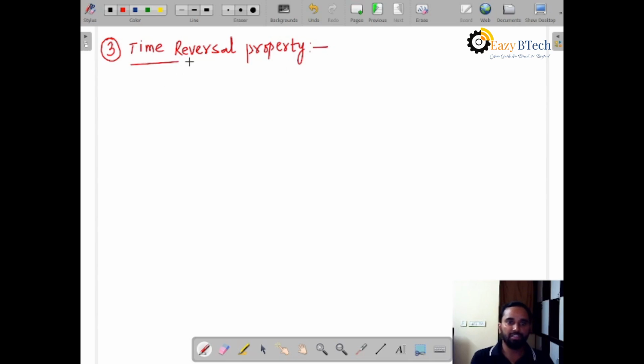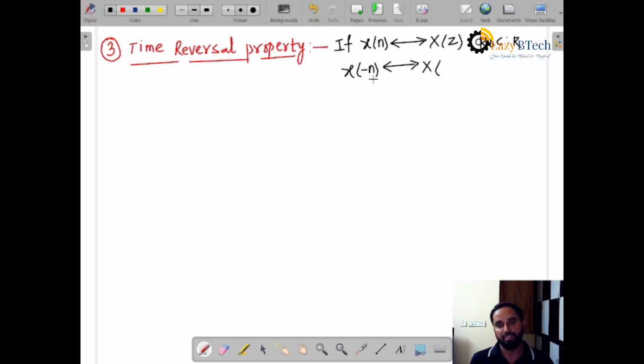So first see the statement, the time reversal property statement. If the z transform of x of n is X of z with ROC R, then time reversal, meaning x of minus n, has z transform X of z power minus 1, or X of z inverse, and the ROC will become 1 by R. ROC is 1 by R. This is the time reversal property.